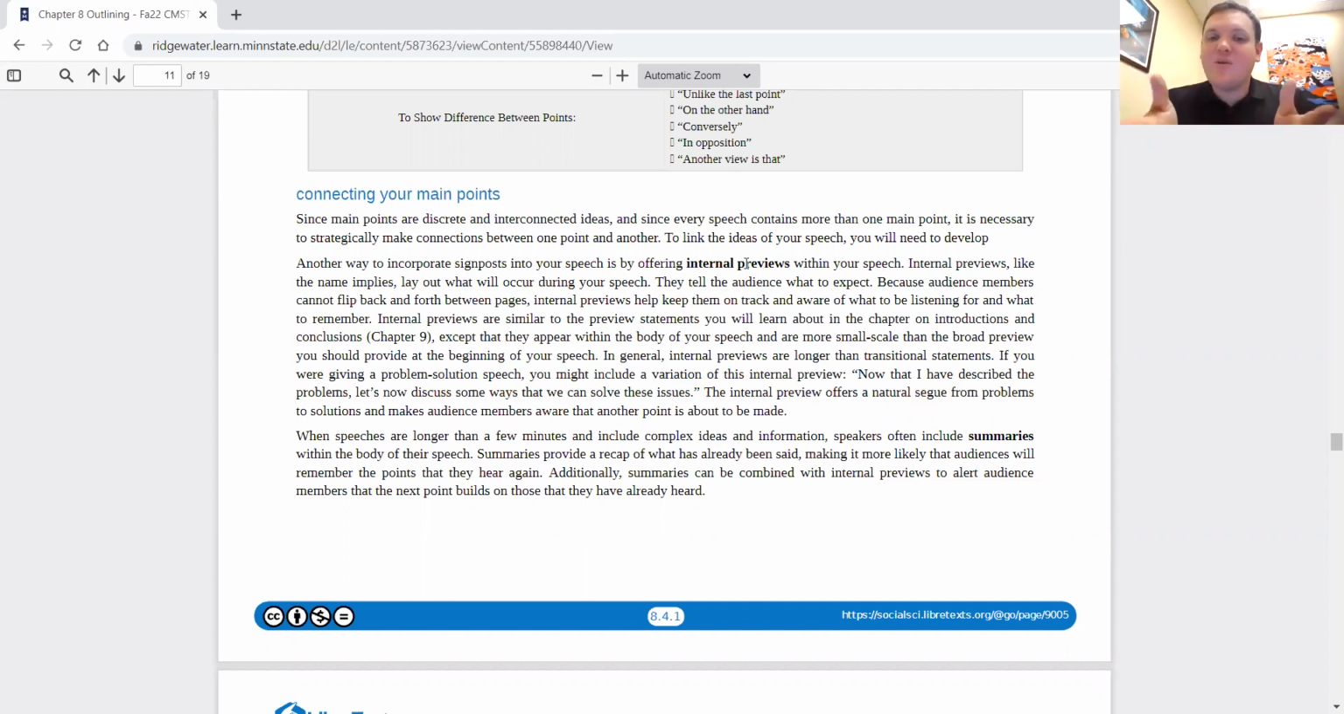And the internal preview is going to give you the main points in that next point. So that's a transitional phrase. Let me be clear. That was a transitional phrase. Now that we talked about this, we're going to talk about that transitional phrase. And internal preview is going to lay out what's going to occur. So you're going to give a preview.